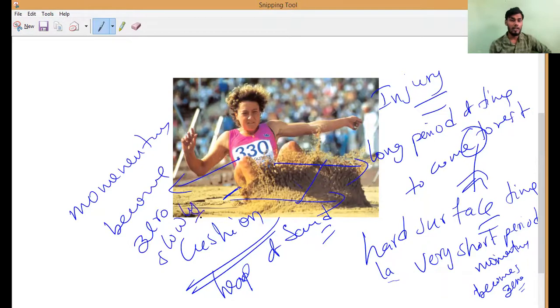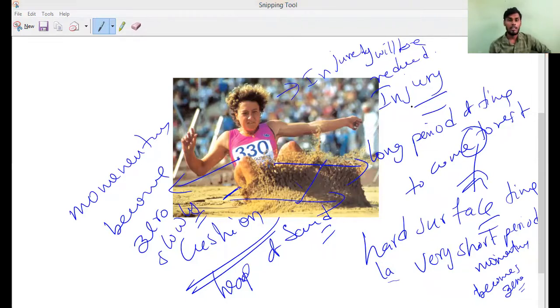So what is happening, Laksha? The injury will be reduced, or else it is prevented. Is it yes or no, Pradosh? Yes, sir. So that is the second application, in case of high jump as well as long jump. All of you write it. In case of a high jump or a long jump, right?